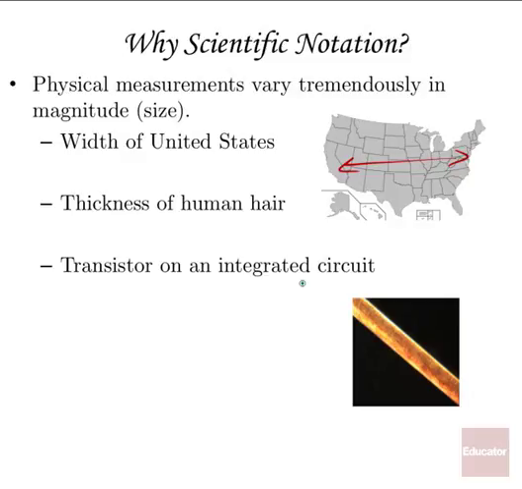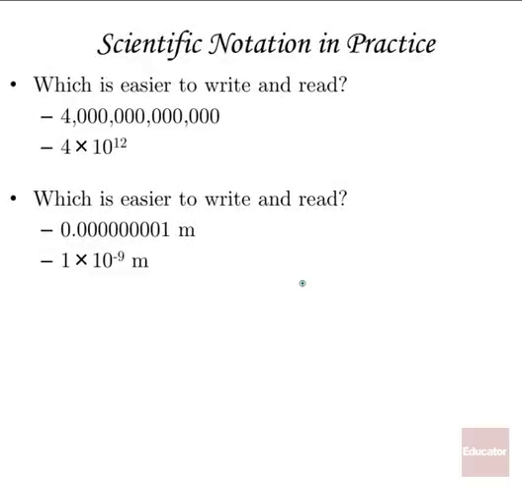Scientific notation can help us express these efficiently and make it much easier to read. For example, which of these numbers is easy to read? 4,000,000,000,000,000,000,000, or 4 times 10 to the 12th? Well, that's obvious. That's a lot easier to read and much less chance of making a mistake. Or, which is easier here? 0.000000001 meter, or 1 times 10 to the minus 9 meter. I think it's easy to see that those are a lot more accurate and less error prone. It's almost tough to read these numbers with all the zeros because it's so easy to lose your place in them.